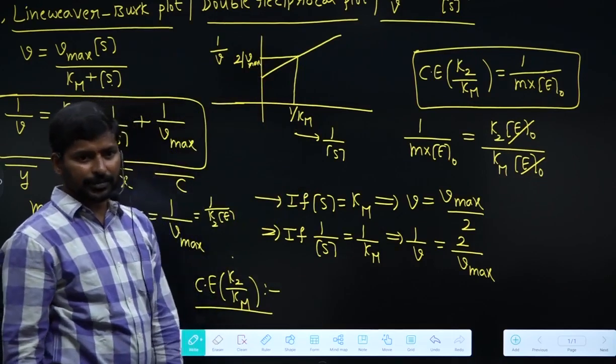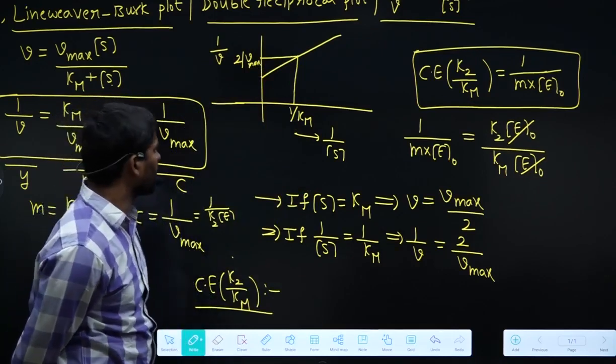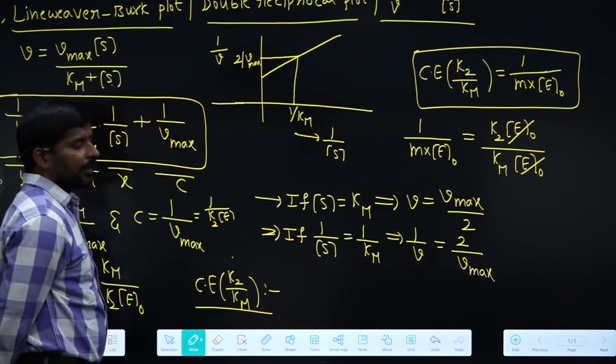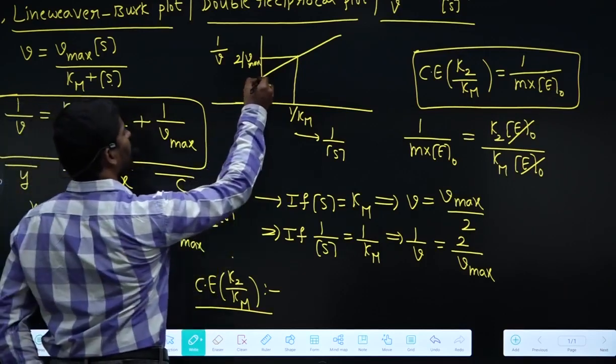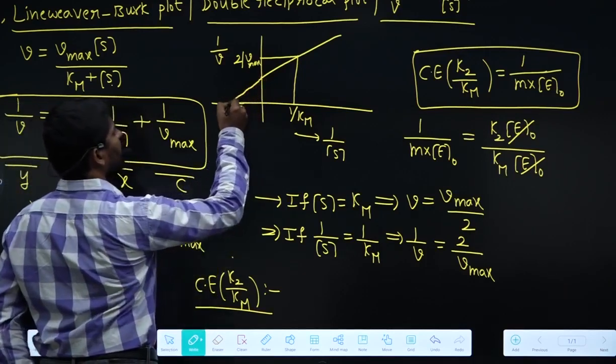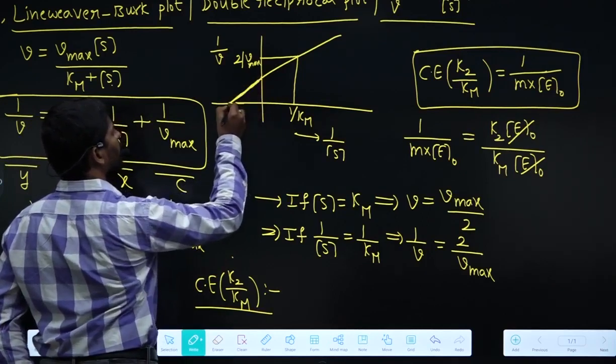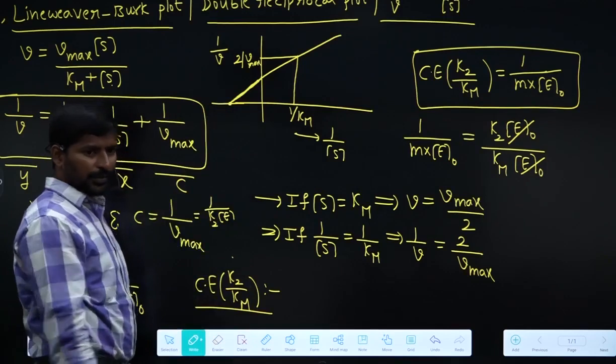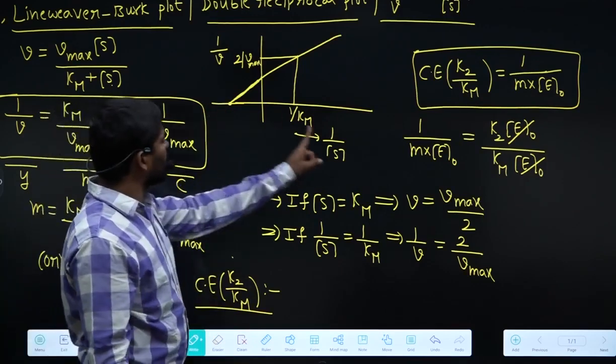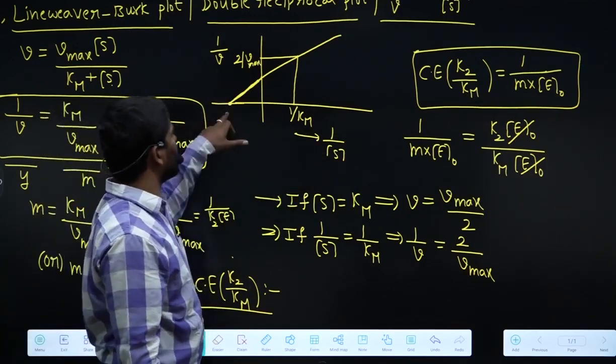And finally, if you extend this line to the x-axis, here the 1 by v value becomes 0. Now, for which value of 1 by s does 1 by v become 0?